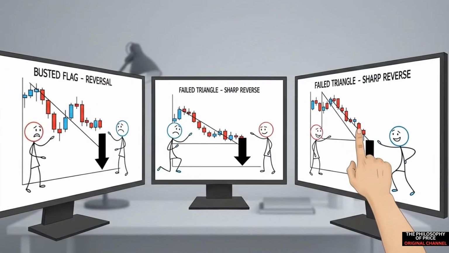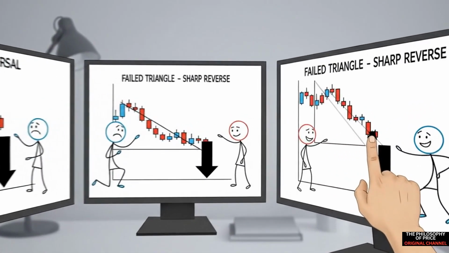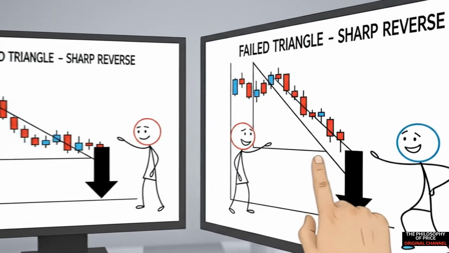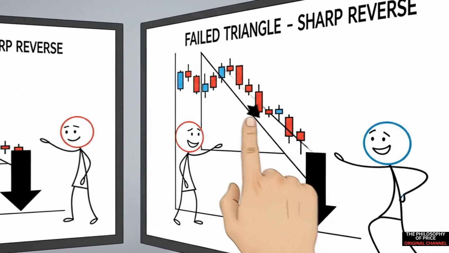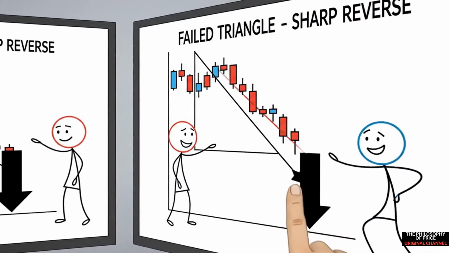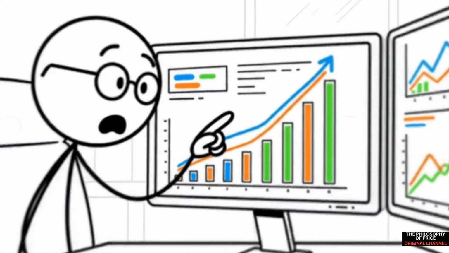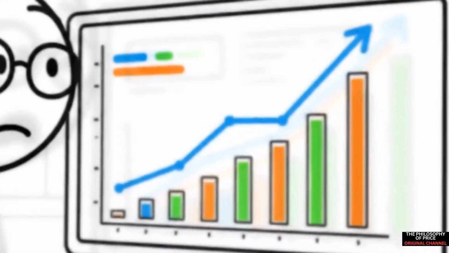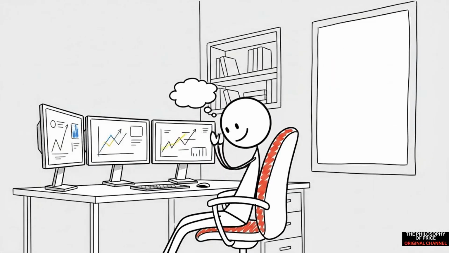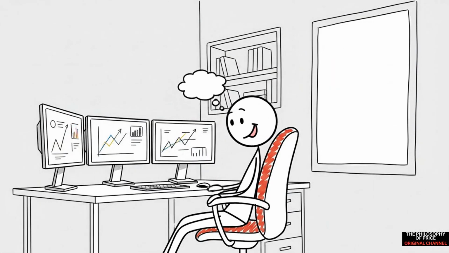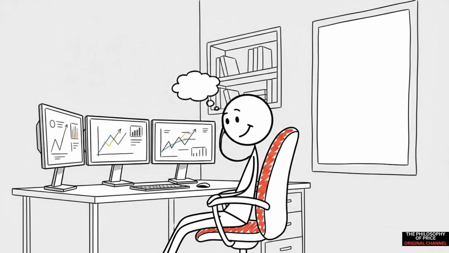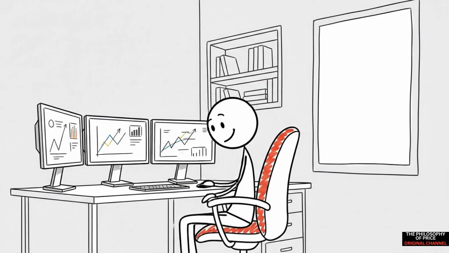For example, a busted flag swiftly becomes a reversal trade, while a failed triangle often leads to a sharp move in the opposite direction. A busted double top, surprisingly, can even become one of the market's strongest bullish signals. Once you grasp this concept deeply, you transcend being merely a pattern trader. You become an intent trader.